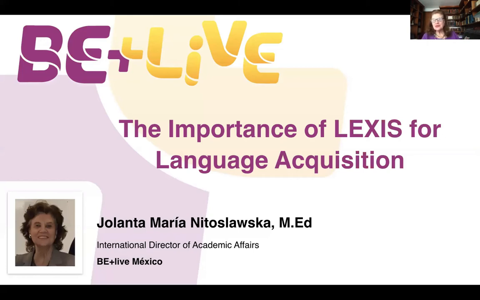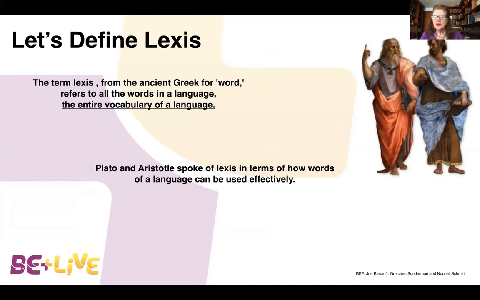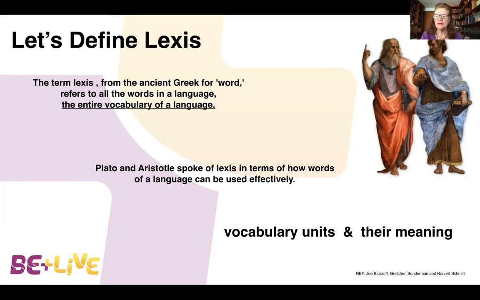And if this is not a familiar word for you, it's one of the approaches that we strongly believe will make your English program more effective in your schools. So what is lexis? Lexis is derived from the Greek word for word, and it means all the words in the language, all the vocabulary. Plato and Aristotle spoke of lexis in terms of how words or groups of words, or really units of vocabulary, can be used together and their meaning.